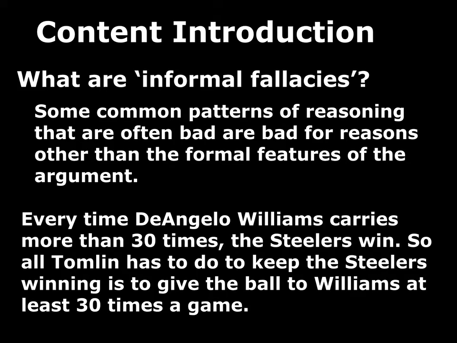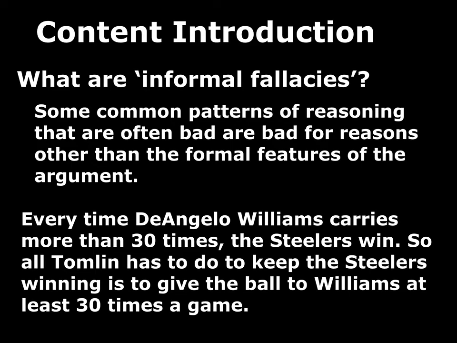So for example, this is a so-called false cause. This is one of the fallacies we'll be looking at. It's a bad piece of reasoning where people move from a certain kind of correlation to a specific kind of causal claim. So every time D'Angelo Williams carries more than 30 times, the Steelers win. So all Tomlin has to do to keep the Steelers winning is to give the ball to Williams at least 30 times a game. This is a bad argument, but the reason it's bad has to do specifically with the fact that some of these sentences are about a correlation and about a causal claim, right? So if you removed all that, you wouldn't be able to see why it's a bad argument.